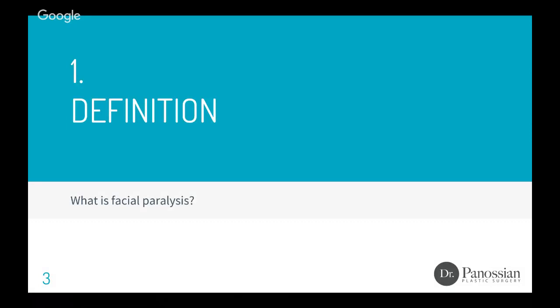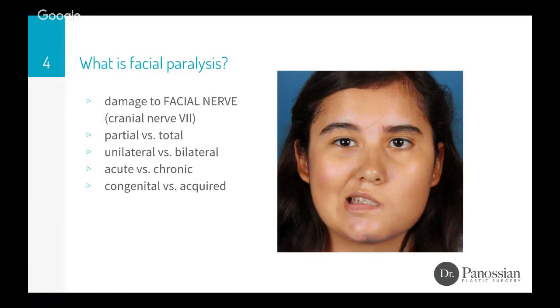Today, I wanted to talk specifically about the world of facial paralysis and how we manage these patients from beginning to end. And it's always informative to talk about the definition of facial paralysis. How do we define it physically and in words? Well, first of all, it's damage to the facial nerve, cranial nerve 7, as we all know. It can be either a partial or a total paralysis. It could be on one side or both sides of the face.